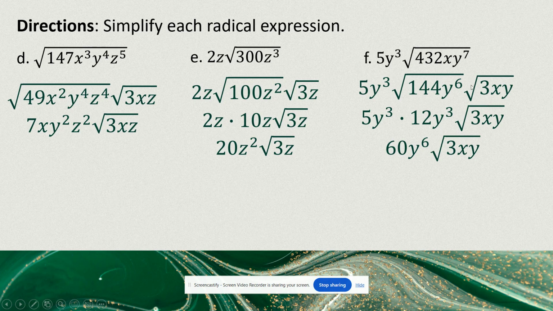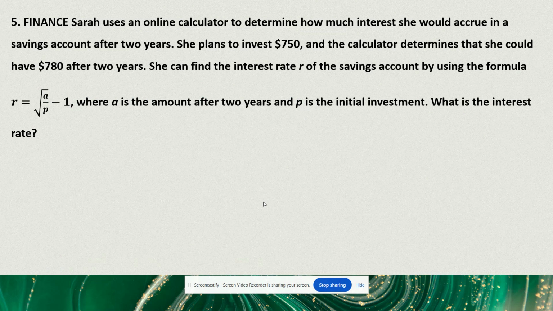This one, notice how it does not change throughout the whole thing here. Similar through all 3 of these problems. Once we got this radical here that we knew could not be simplified, it just kind of comes along for the ride. Okay? Hopefully that makes a little bit of sense. If not, feel free to rewind or pause and take a look at that.